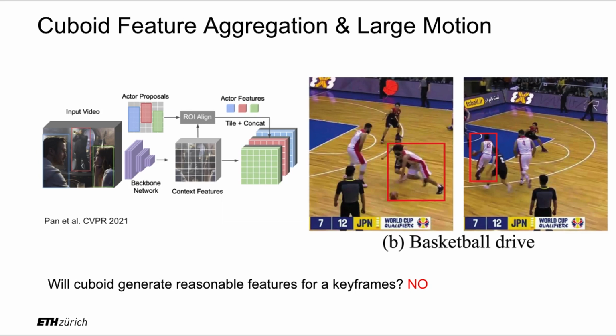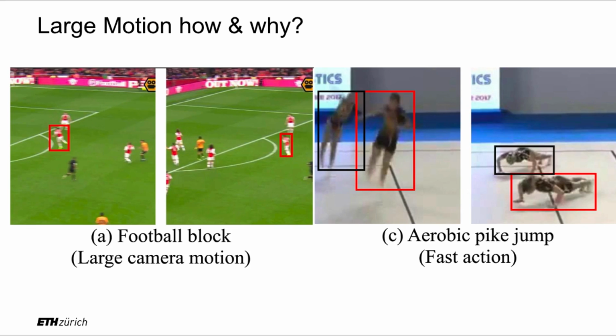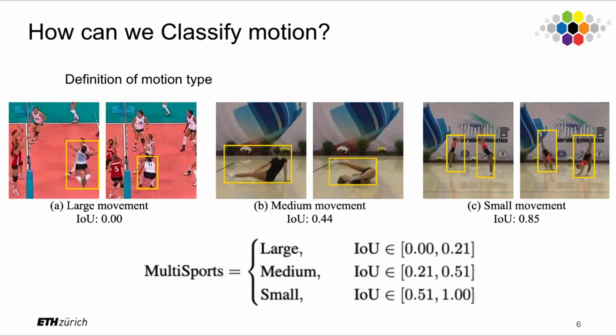However, such a cuboid would fail to accumulate meaningful features when there is large motion present, because the spatial location of an actor changes drastically over time, which the cuboid would fail to cover. Large motion in an actor's spatial position can occur due to large camera motion or due to a fast action. For example, the pike jump action on the right occurs in less than 1 second of time.